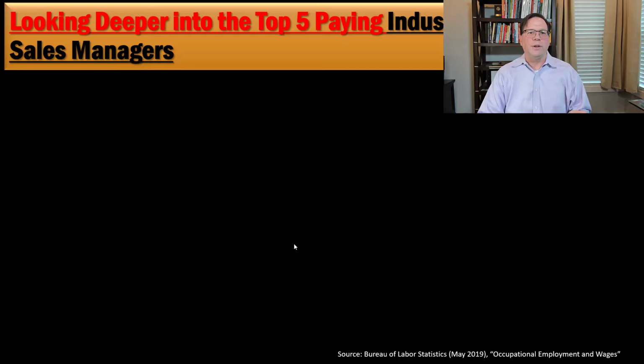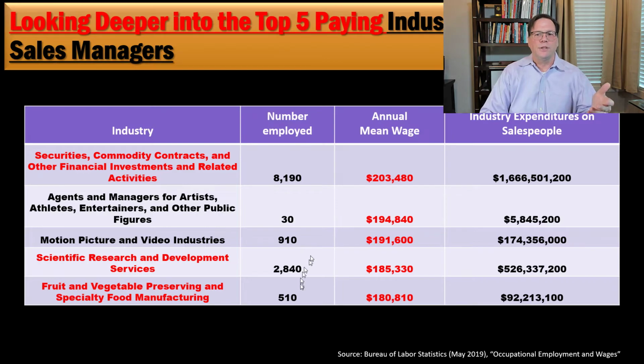So there are some great starting jobs in sales and some great opportunities to get into companies and then move from those sales jobs into sales management jobs. So you want to think about what types of jobs are out there. Let's look deeper into the sales management pay in terms of industries and so on.